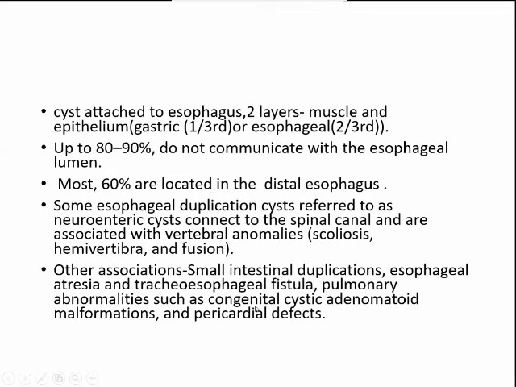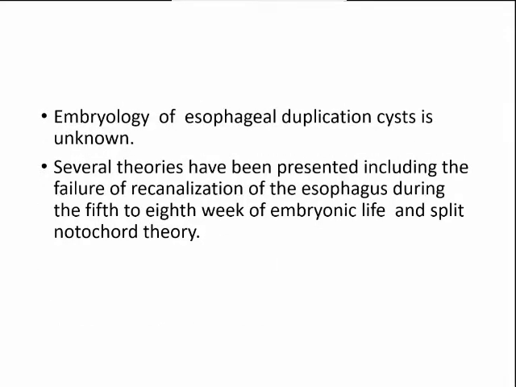So we are talking about the association with the duplication cyst. As I said, it can be associated with small intestinal duplications, esophageal atresia, tracheoesophageal fistula, and also various pulmonary abnormalities, and also pericardial defects.